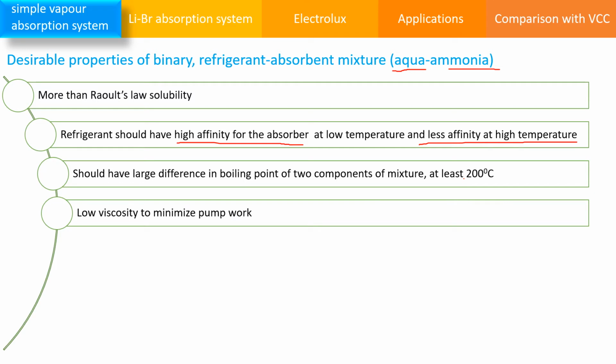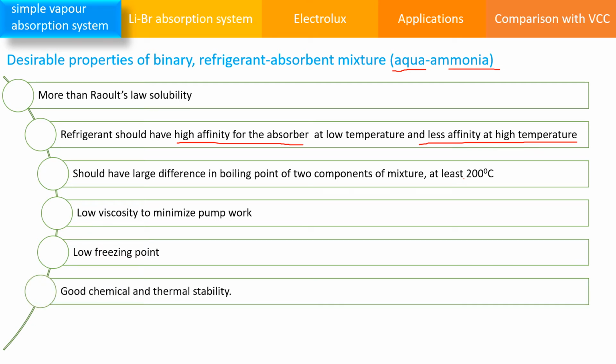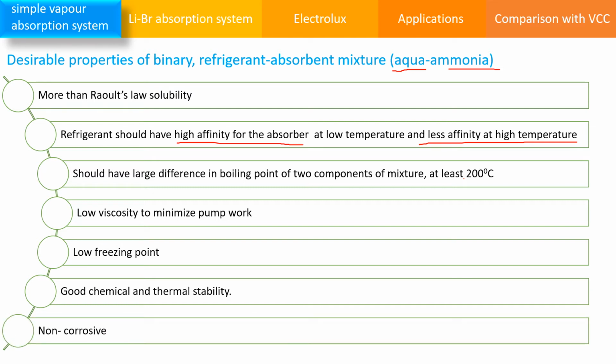Then the solution must have low viscosity to minimize the pump work. If the refrigerant absorbent solution is very viscous, then the pump will have to work more and will consume more electricity. It should have a low freezing point, so it does not freeze inside the system and cause damage to the system. And it should have good chemical and thermal stability. It should not corrode or erode any parts of the refrigeration system. It should be non-corrosive.